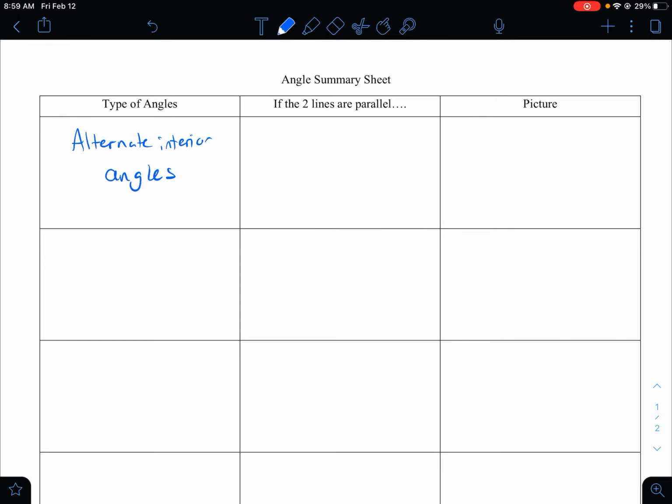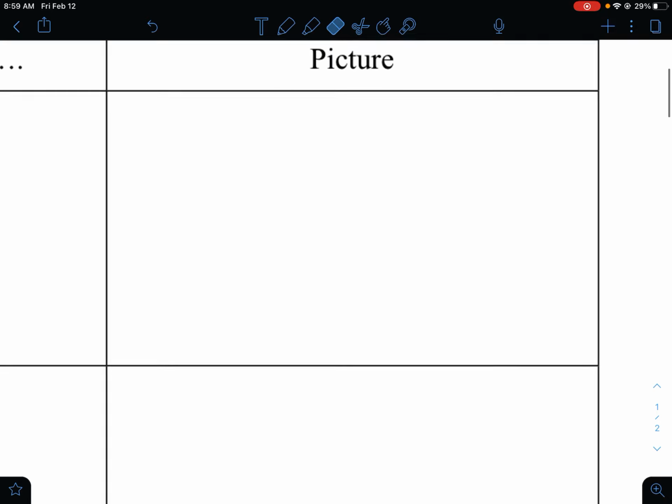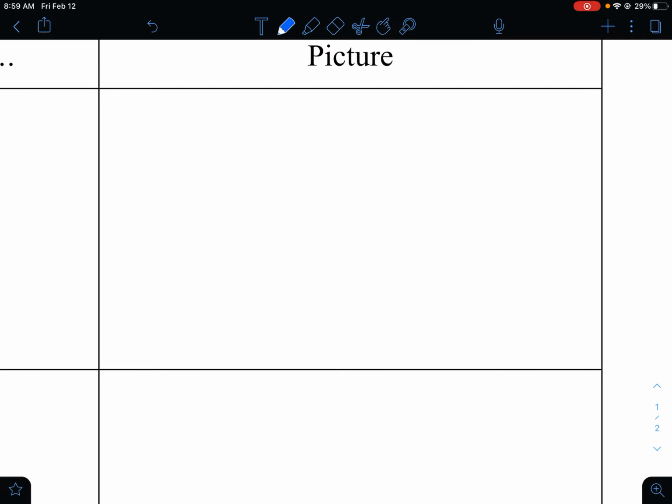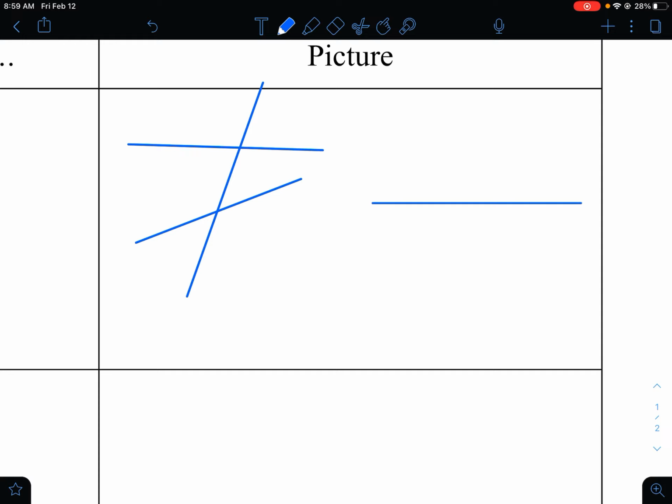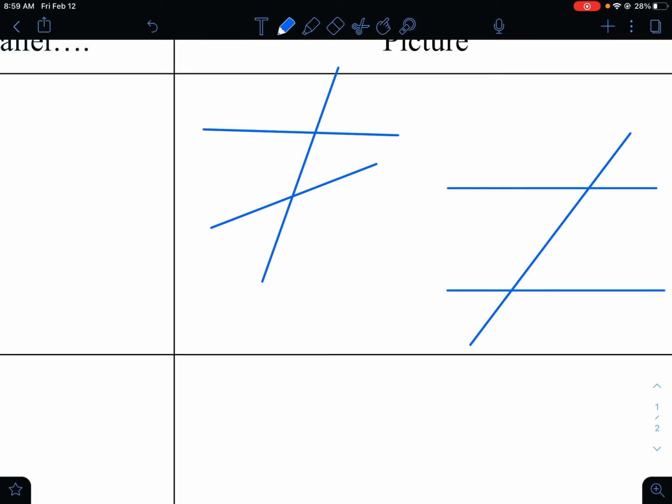Alright. So alternate interior angles, I'm going to go ahead and draw a picture. Now, one thing that's very important to note as we go through these. You can have alternate interior angles with lines that are not parallel, and you can have alternate interior angles with lines that are parallel. So here we could do that. These lines are not parallel, and then we'll have lines that are parallel. All right, cool. So first we'll look at the not parallel.